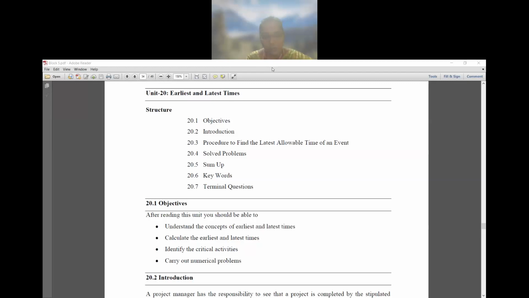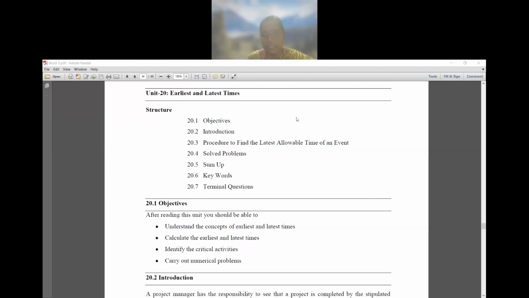Hello everyone. Here we are going to see Unit 20, earliest and latest times. The structure of this unit is: objective, introduction, procedure to find the latest allowable time of an event, solved examples, sum up, keywords and terminal questions.